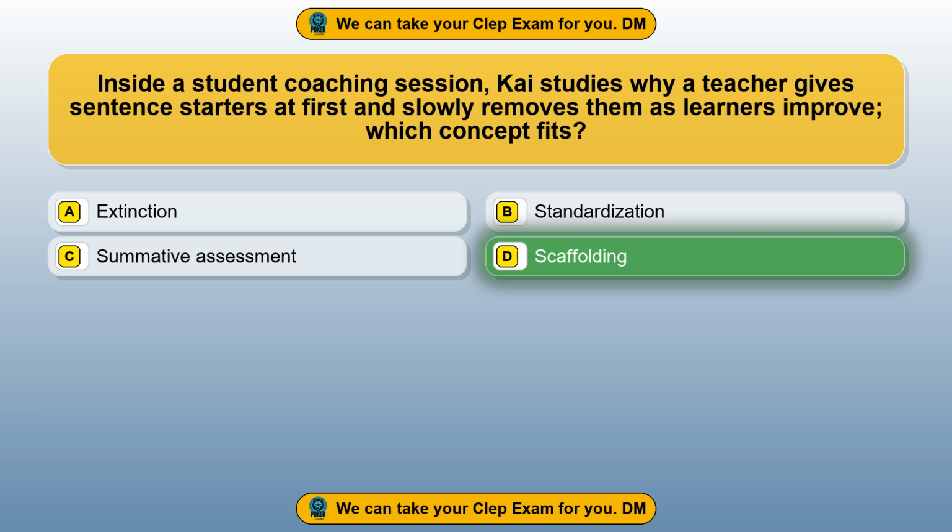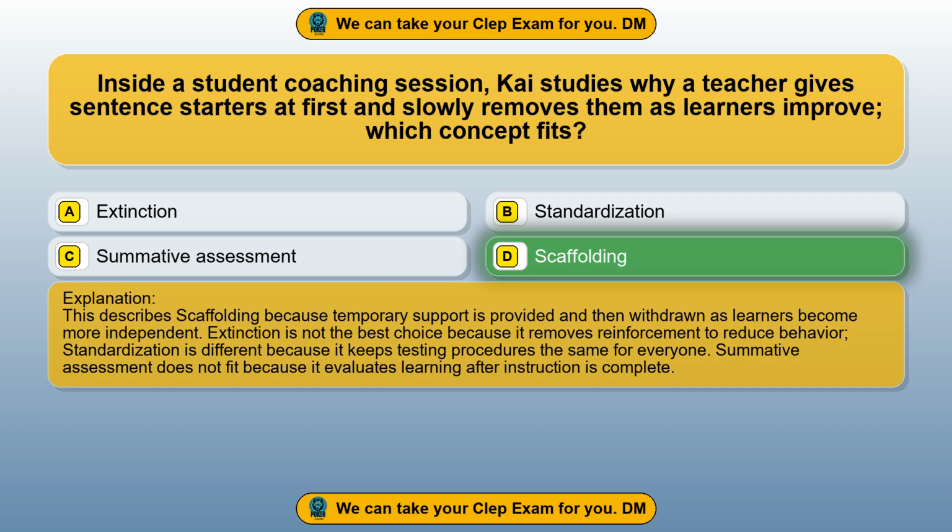Scaffolding. This describes scaffolding because temporary support is provided and then withdrawn as learners become more independent. Extinction is not the best choice because it removes reinforcement to reduce behavior. Standardization is different because it keeps testing procedures the same for everyone. Summative assessment does not fit because it evaluates learning after instruction is complete.